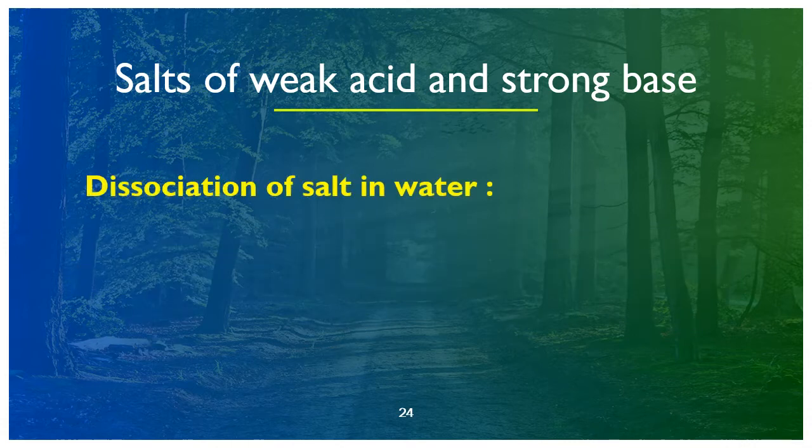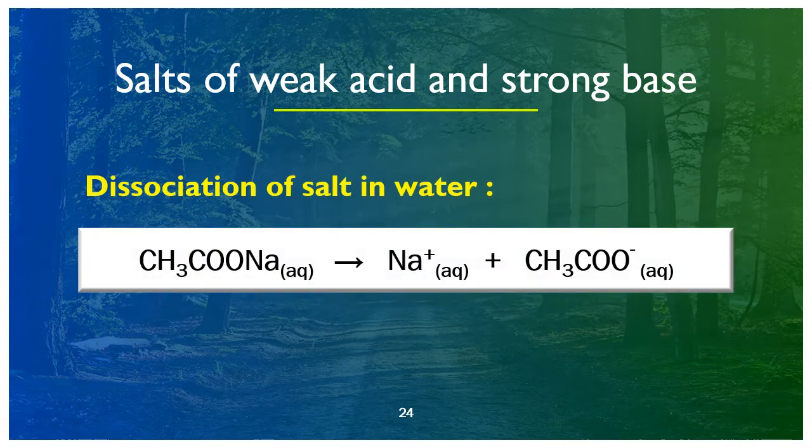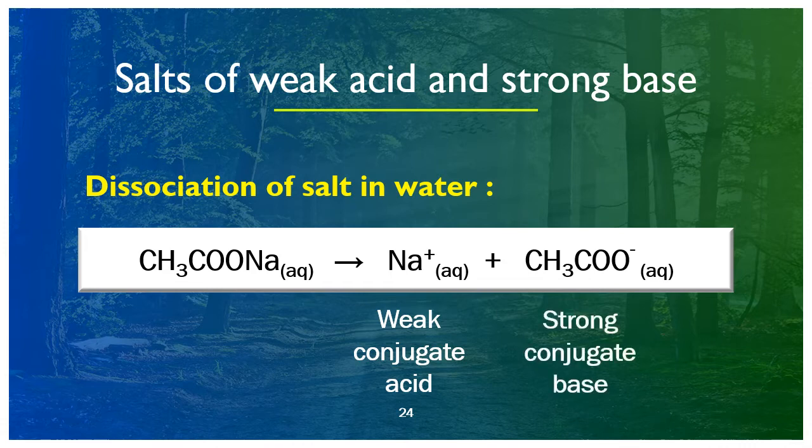The dissociation of the salt in water can be written as shown in the equation. The sodium ethanoate salt solution is completely ionized to form sodium ions and ethanoate ions. The sodium ion is a weak conjugate acid that forms from the strong base sodium hydroxide, while the ethanoate ion is a strong conjugate base that forms from the weak acid ethanoic acid.